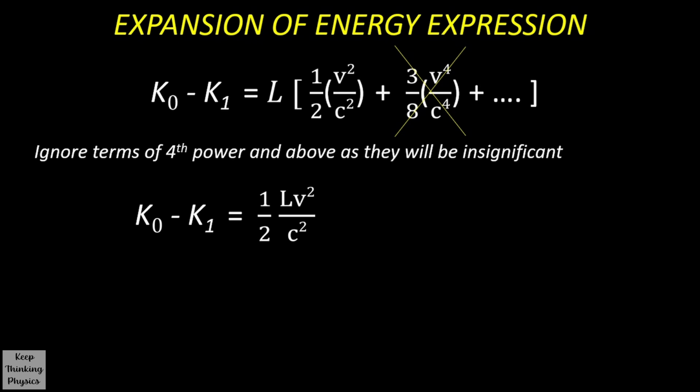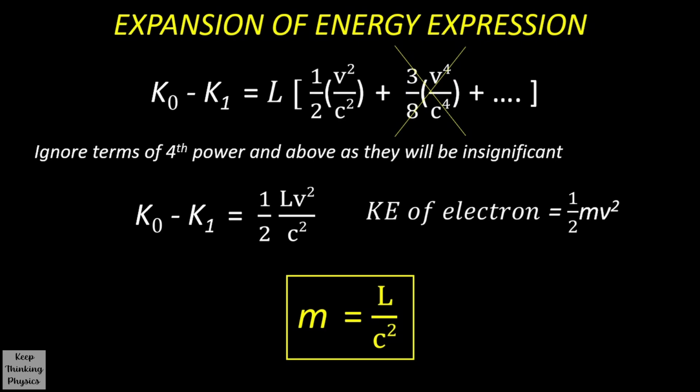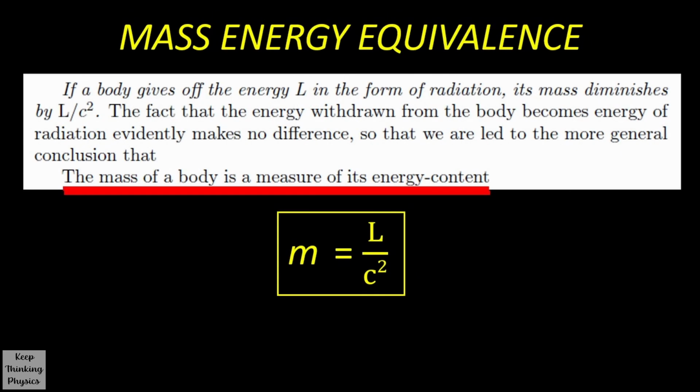Einstein notes in the paper that this expression is very similar to the equation for the kinetic energy of an electron. And we can see by comparison that L upon c squared is equivalent to m. Hence we can say that m equals L over c squared. And noting that in Einstein's paper, L is denoting energy. So Einstein concludes that if a body gives off radiation L, then its mass reduces by a factor L over c squared. He then generalizes this to say it's true for all bodies, and so the mass of a body is a measure of its energy content.